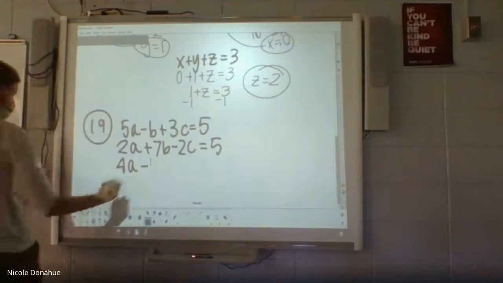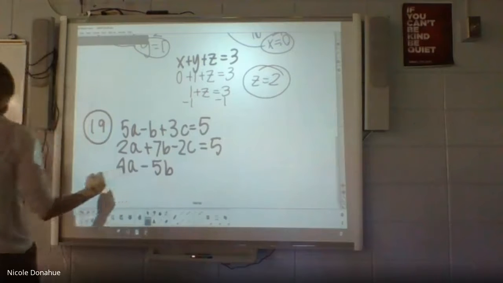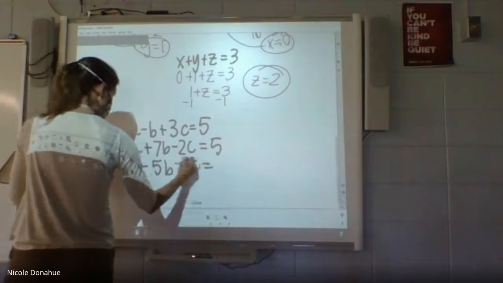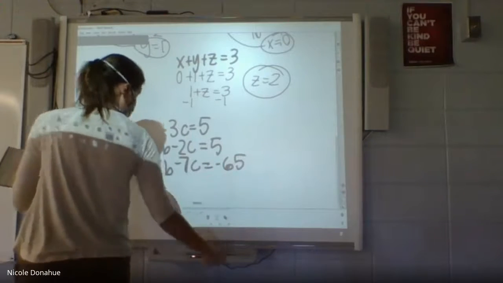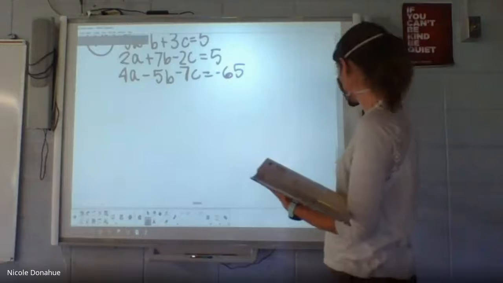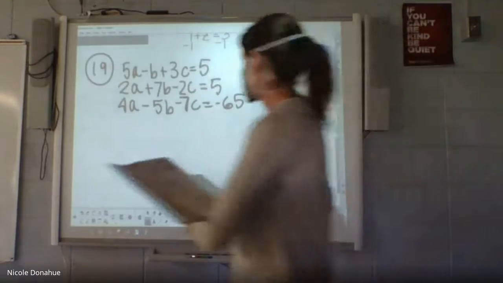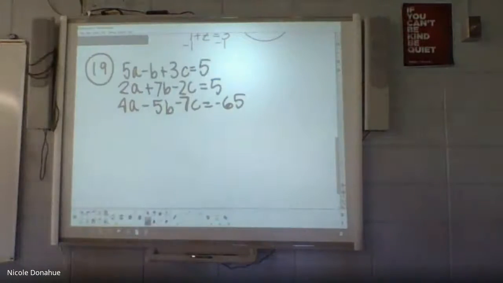Okay, so here's number 19. We're skipping 17. Here's 19. You have to make a decision about what variable to get rid of. I have an idea of what I want to do. What do you guys think? I think B looks easiest. So I agree with Kinsey. I think that's what you said.